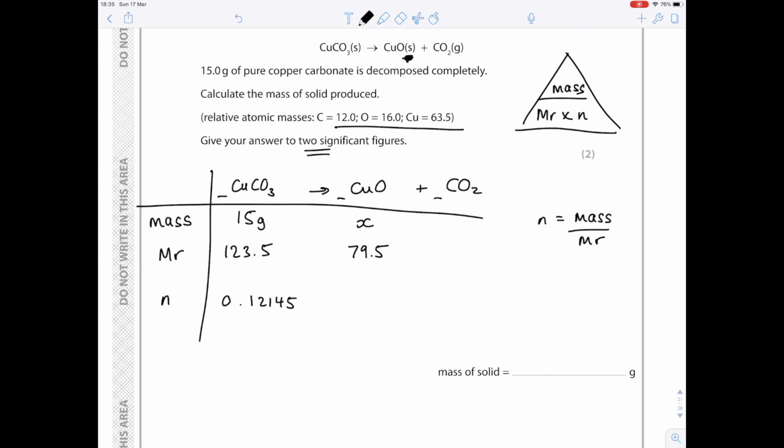And then have a look at your mole connection here. As you can see, it's the same. It's 1 to 1 to 1, which means you're allowed to just copy this number directly over. And now you're missing the mass, but we know how to calculate mass from our formula triangle. We do MR times number of moles. We've calculated the MR as being 79.5, times it by the number of moles, which is 0.12145. And once you've done that, you will get a value which, once rounded to two significant figures, is 9.7 grams.